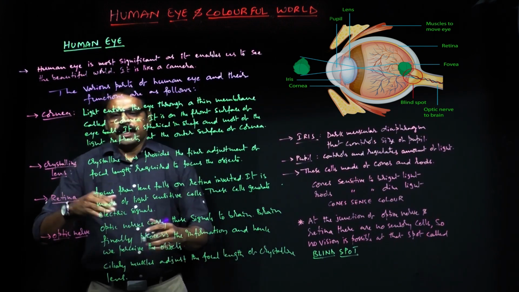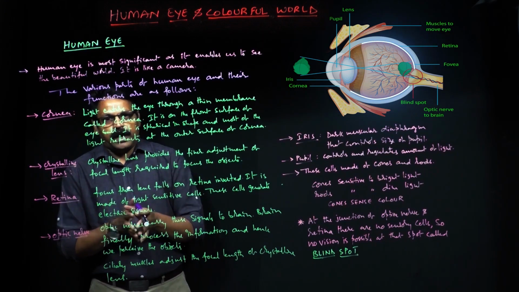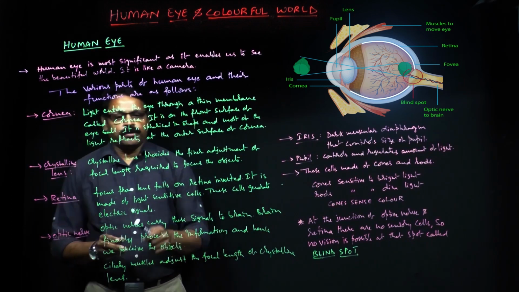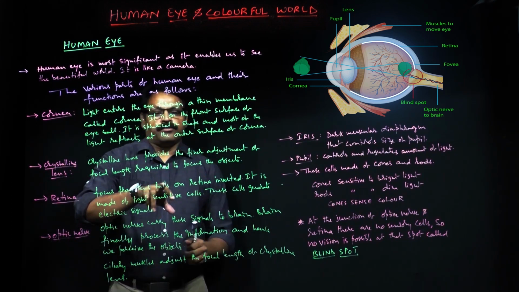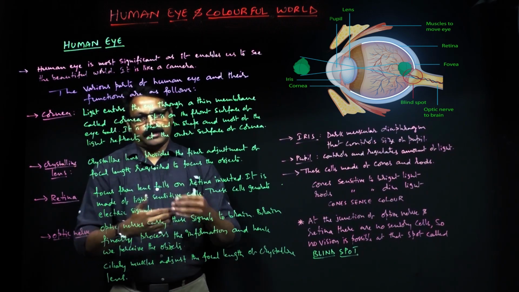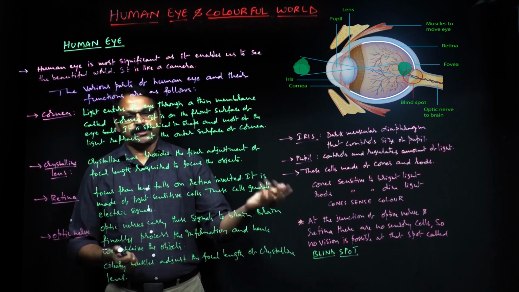Now the next is the retina. This is the crucial part. This is an important part of our human eye. The retina cannot be replaced. Here the focus from the lens falls on the retina, which is inverted of course, and then your brain can interpret it so as to get the real image.